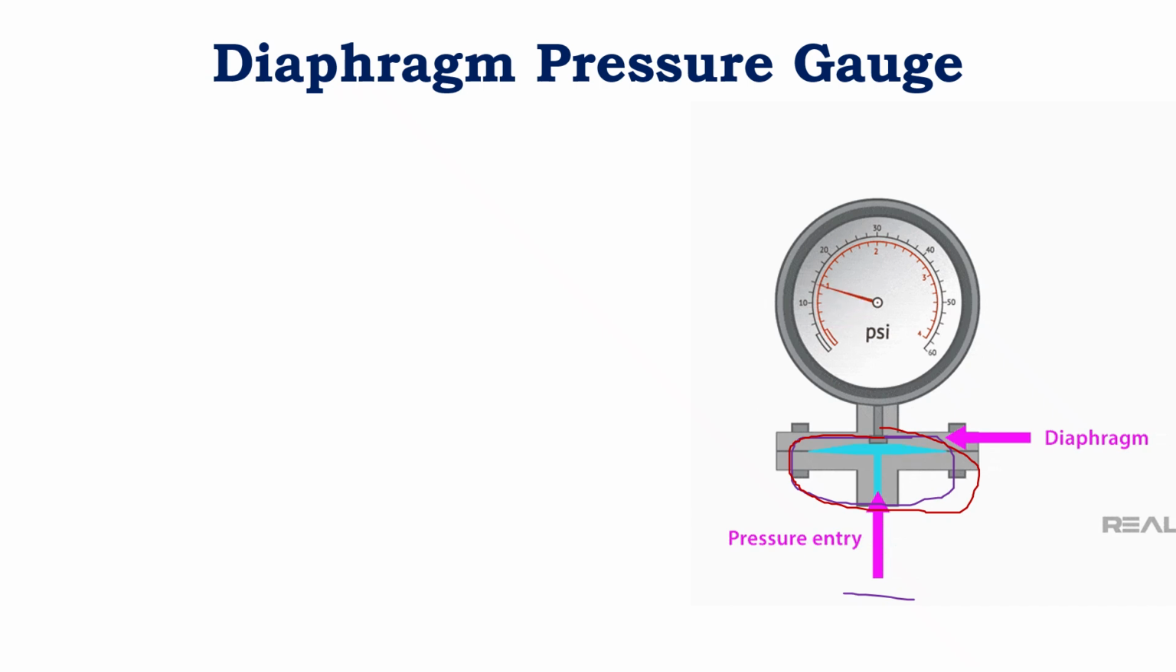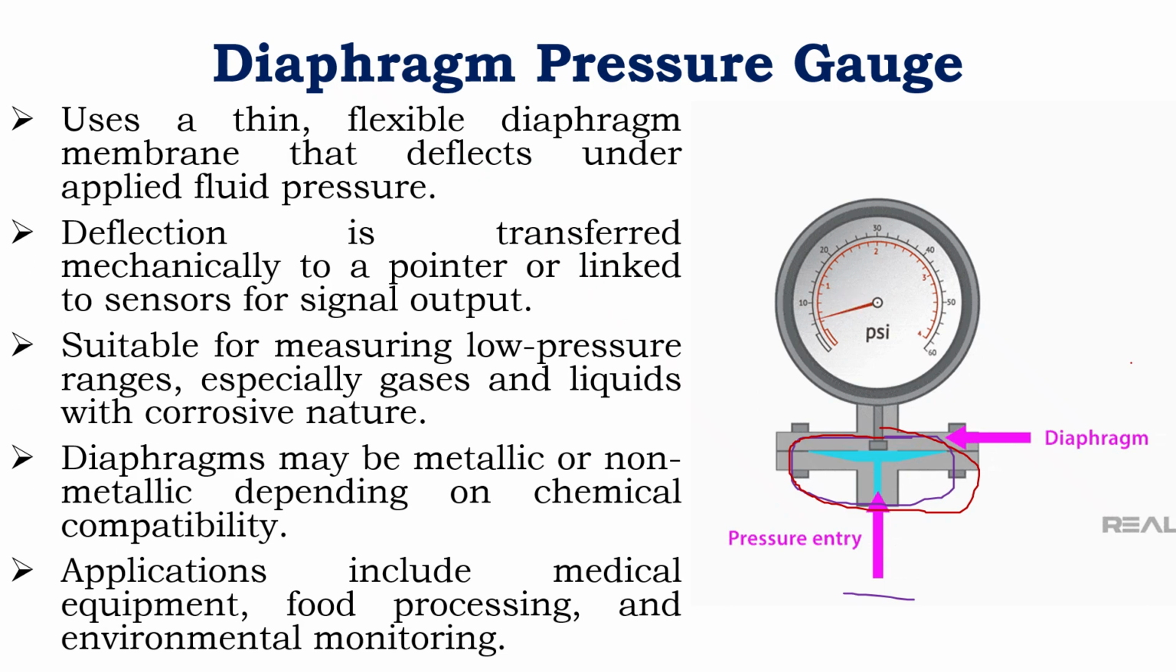Based upon that, this polymeric material will expand, and based upon the expansion of the polymeric material, the pressure needle will oscillate. Okay, so this is what a diaphragm pressure gauge is. This is the content for the diaphragm pressure gauge. You get to know a thin flexible diaphragm membrane that deflects under applied fluid pressure. It is applied in food processing, medical units, and medical equipment.